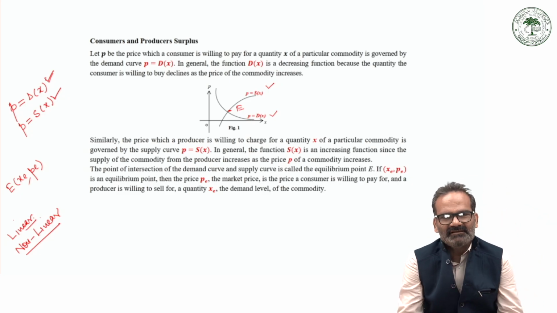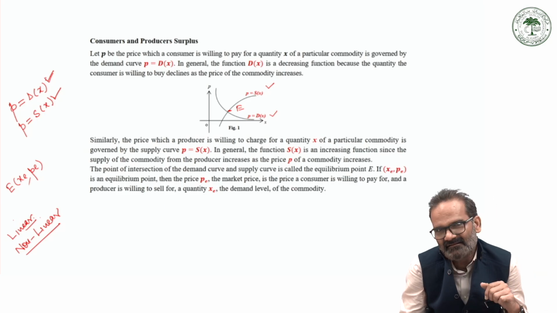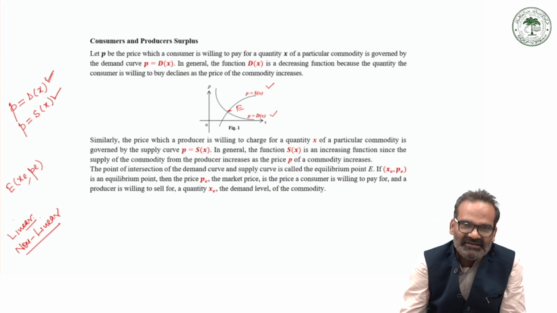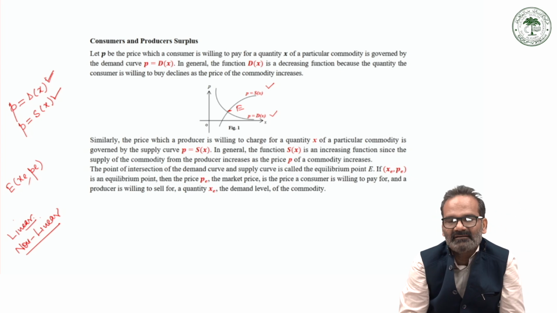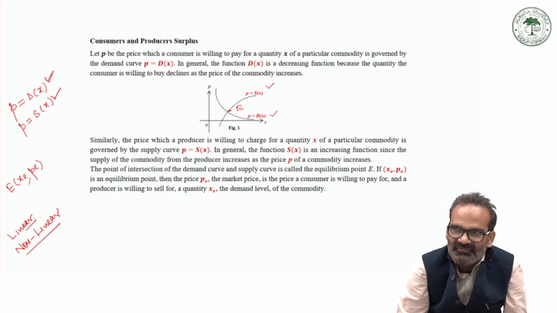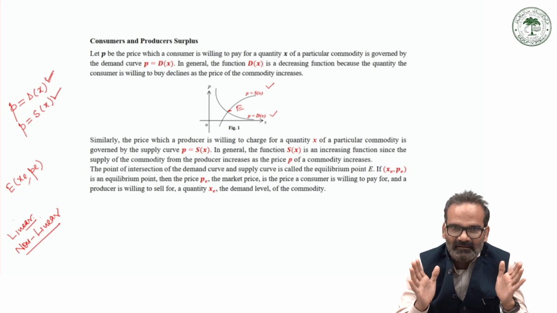Linear means anything which is linear, its graph is a straight line. And anything which is non-linear, its graph is a curve. So here, the figure which I have shown, the supply and demand curves are shown in terms of curves. Therefore, we have taken non-linear curves.